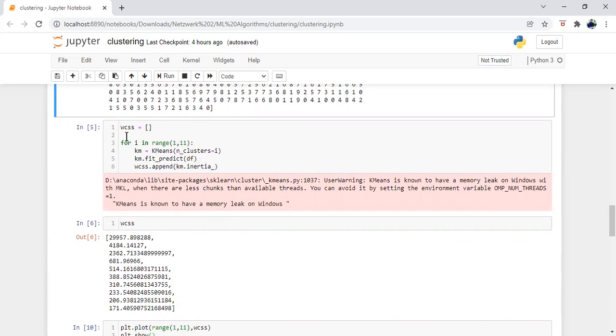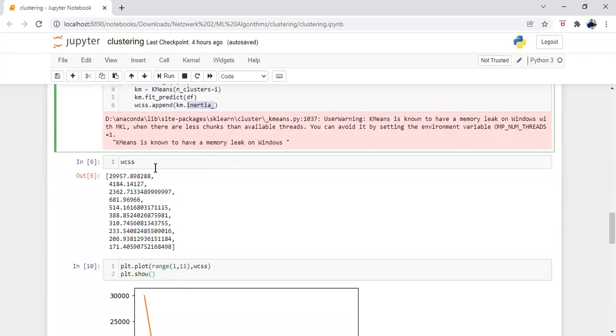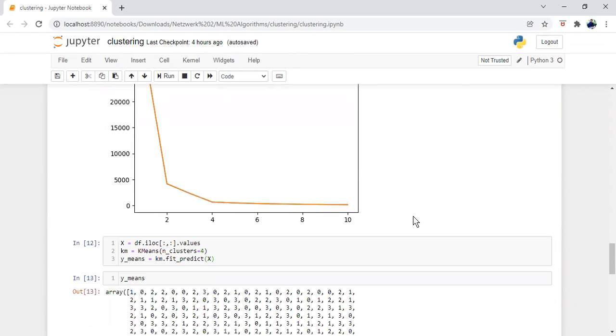Now I am trying to show you the WCSS, how it is calculated. It is also called inertia. It is a hyperparameter only. For every point, if I look at the WCSS, you can see this drastic change. It was 30,000 and it decreased to somewhat 4,100. So it forms a line plot of this type. Here at k equal to 4, it is forming a line parallel to the x-axis. So I got that 4 is my optimal value for k, or the number of clusters.